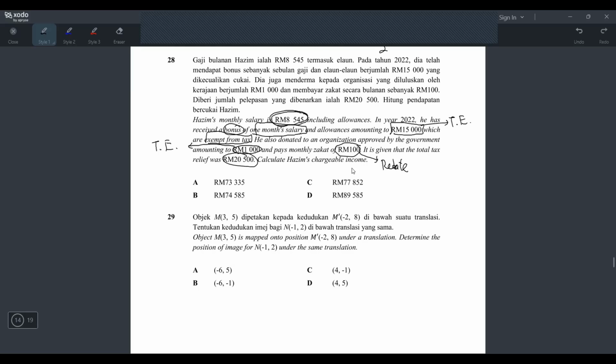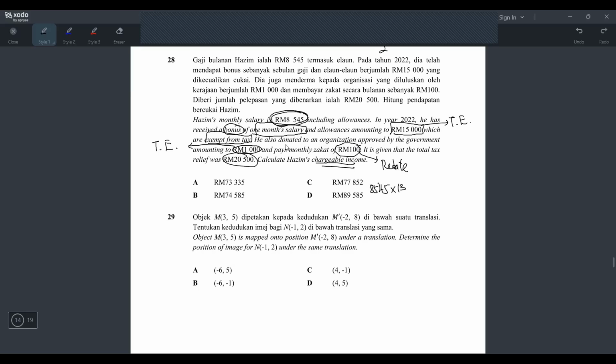Calculate Hazim's chargeable income. Chargeable income means pendapatan bercukai. So how do you calculate it? The formula to calculate chargeable income is you take the total annual income, jumlah gaji, and then subtract all the tax exemptions and tax relief. That's how it is. So now first you take your 8,545. This is your monthly salary, so you have to times 12. Actually times 13.